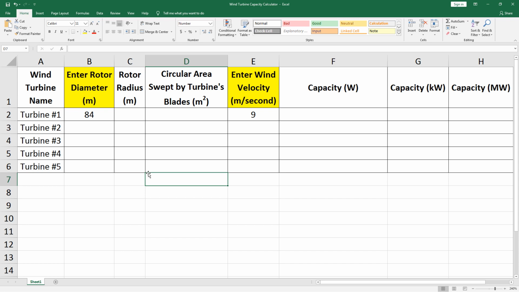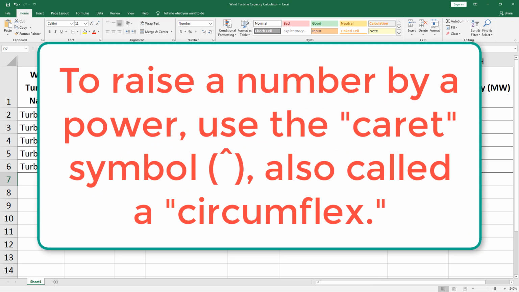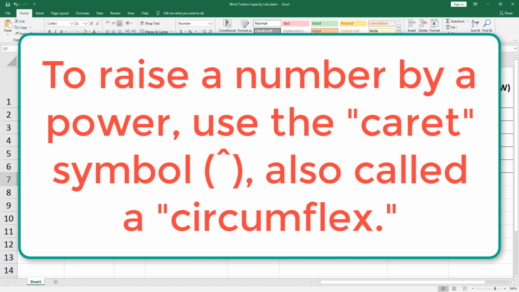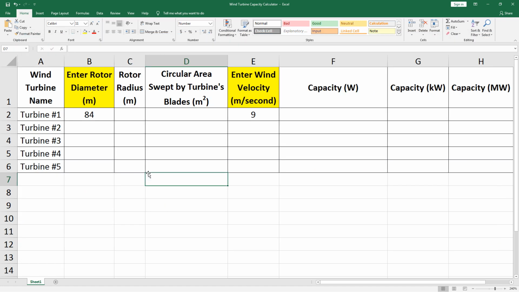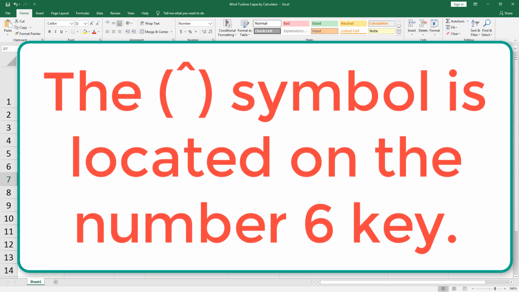The formula we use for calculating the capacity of a wind turbine contains several constant values. It also requires us to raise the radius of the area swept by the turbine's blades to the second power, and raise the wind's velocity to the third power. We accomplish this in Excel by using the caret symbol, which is also called a circumflex, and then typing the power value. On most keyboards, the caret symbol is located on the number 6 key.